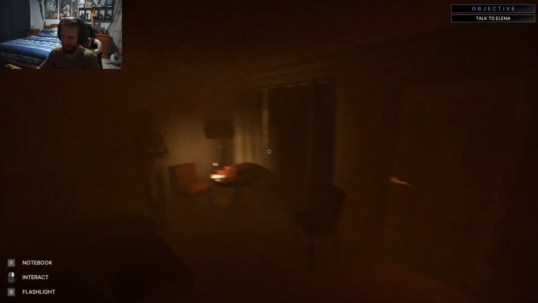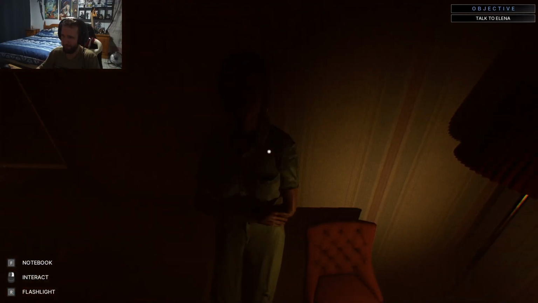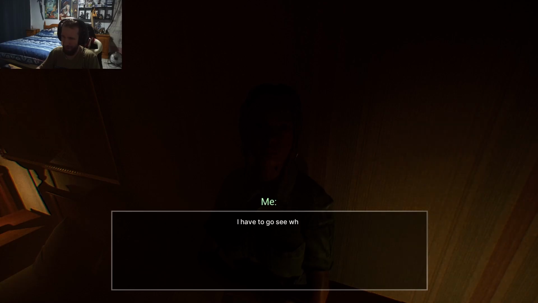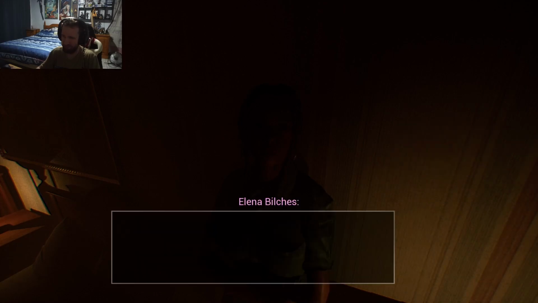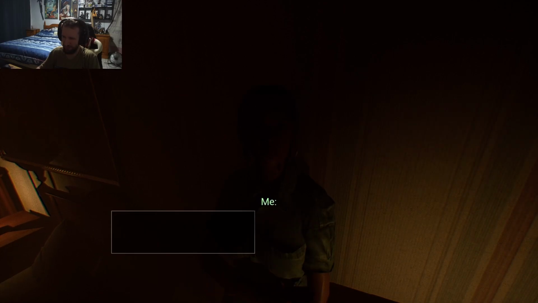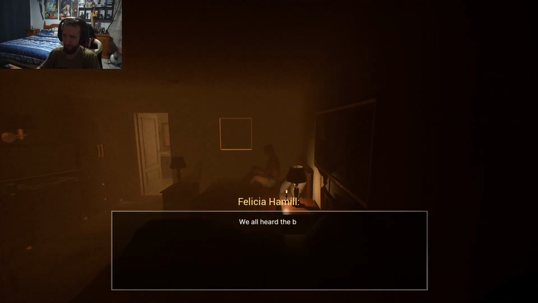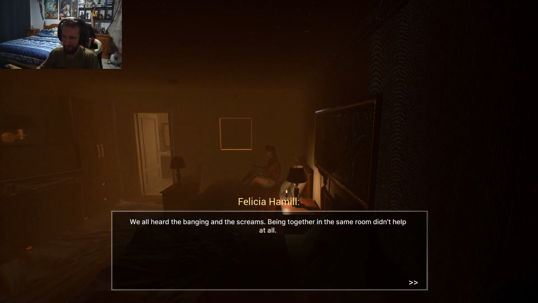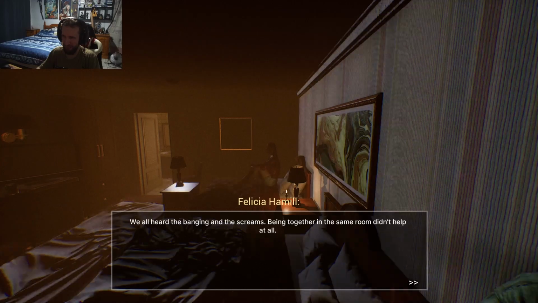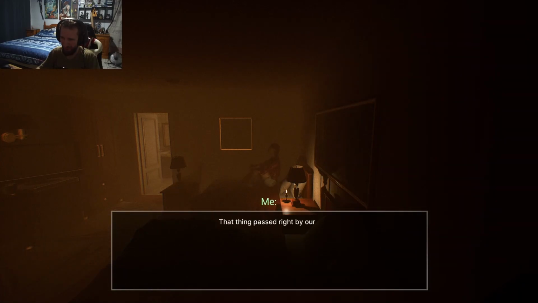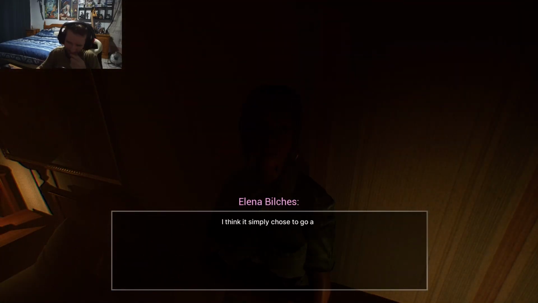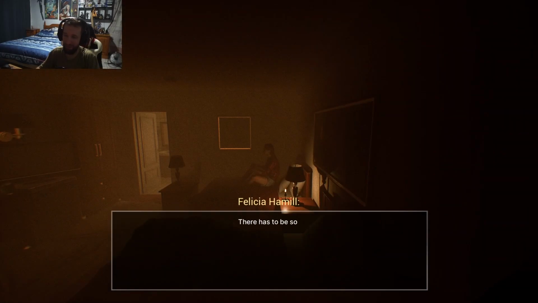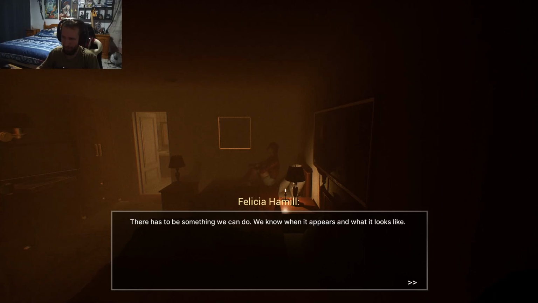Talk to Elena. I have to go see what happened. Stay here. We all know what happened. We all heard the banging and the screams. Being together in the same room didn't help at all. That thing passed right by our door, but it didn't attack us. Why? I think it simply chose to go to the others first. Tonight it'll be our turn. Oh, that does not sound any good. There has to be something we can do. We know what appears and what it looks like.